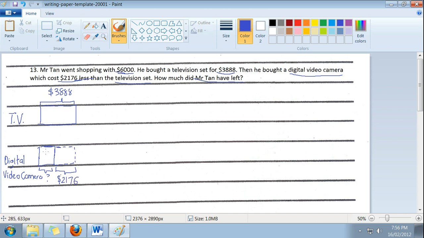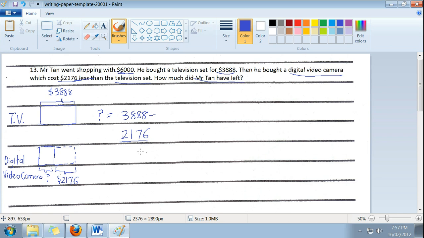Okay, so to find the question mark, all we need to do is subtract 2,176 from 3,888. So the question mark equals 3,888, which is from here to here, this whole bar. Take away 2,176, which is from here to here, okay? So when we subtract this and this, we will find out the digital video camera.